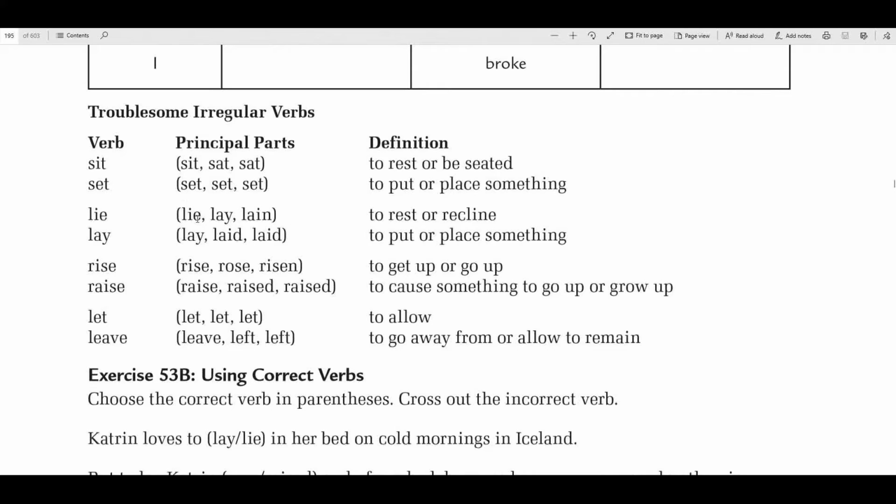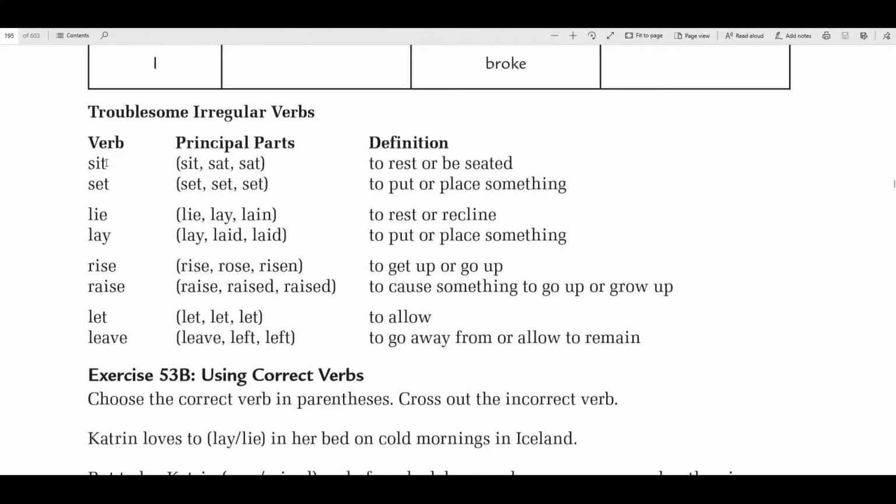Okay? Today I lie down. Yesterday I lay down. And I will have lain down. Okay? Now, lay refers to an object, putting or placing something. So it's lay, laid, laid, the three principal parts.